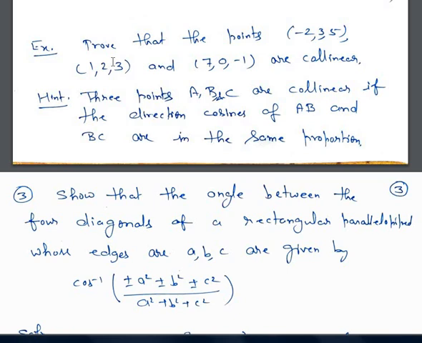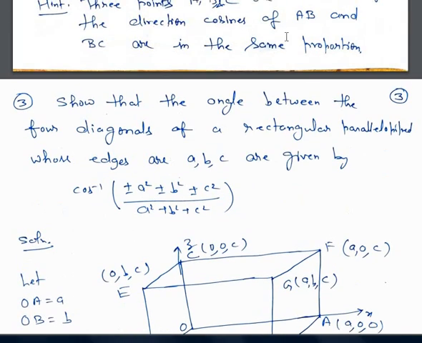In the next exercise you can try this. Prove that the points minus 2, 3, 5, 1, 2, 3 and 7, 0, minus 1 are collinear. Means we have to show that these 3 points lie in the same line. So one method is 3 points A, B, C are collinear if the direction cosines of AB and BC are in the same proportion. Means you can find out direction cosines of AB and direction cosines of BC. So you will see that they are in the same proportion. Second method can be by using section formula. You take the ratio lambda is to 1 and then you can try it. Right? You have done it in 11th class.